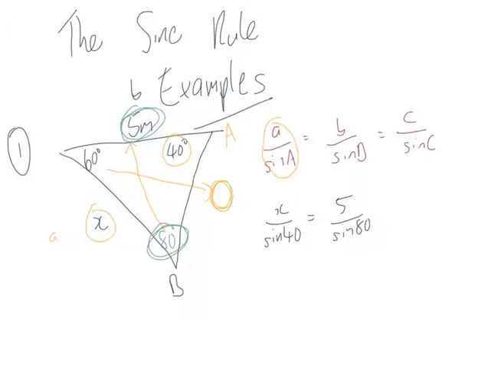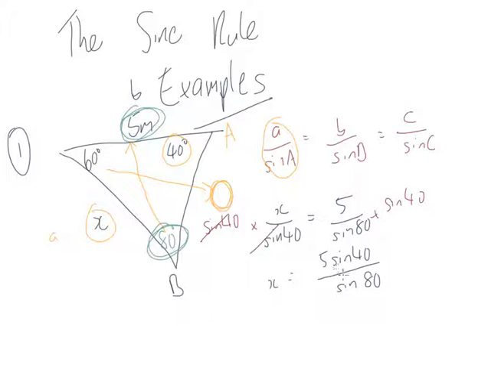So solving this, we need to cancel that sine 40 there. Sine 40 is just a number, so we're going to multiply both sides by sine 40. That will cancel, and I get x equals 5 sine 40 on sine 80.